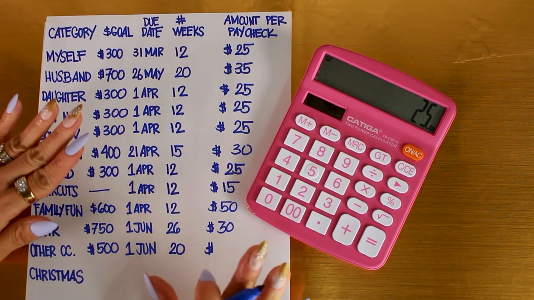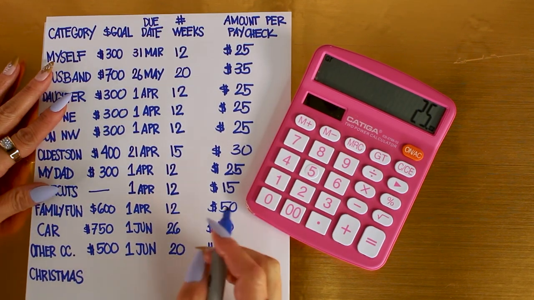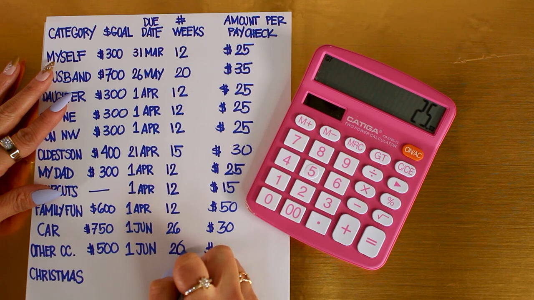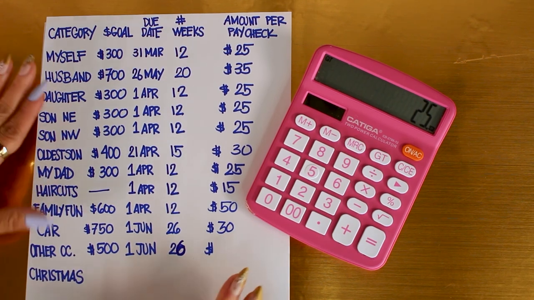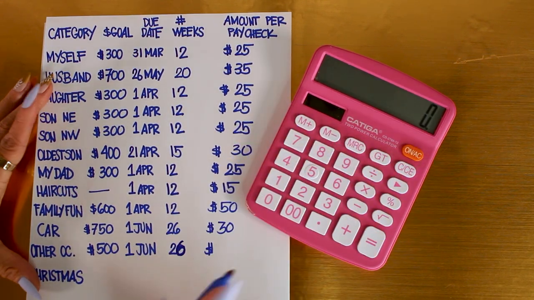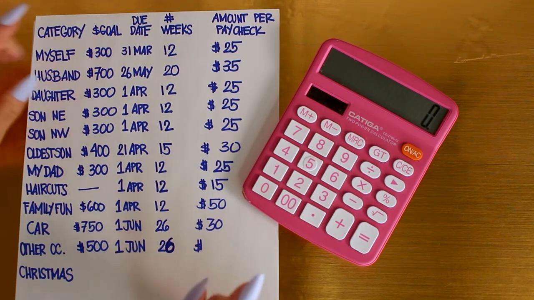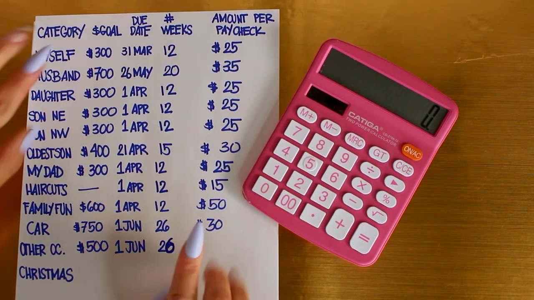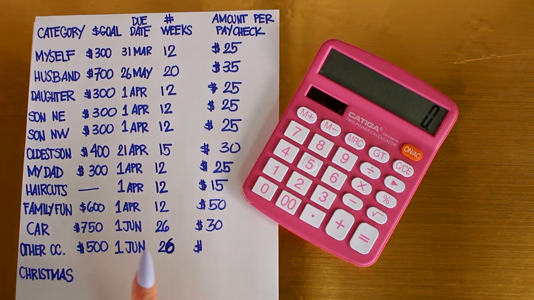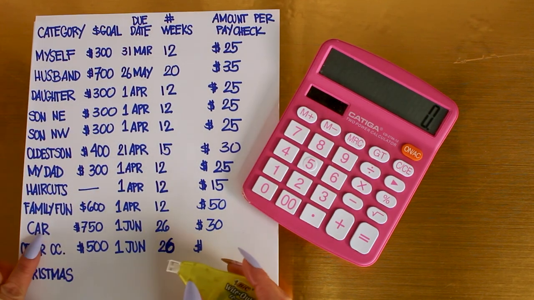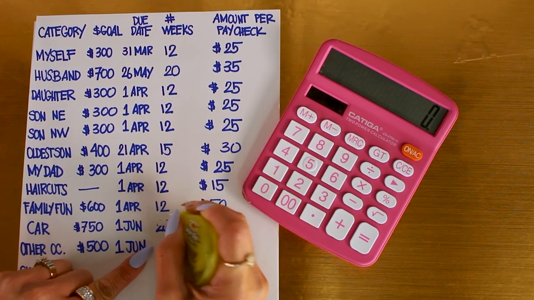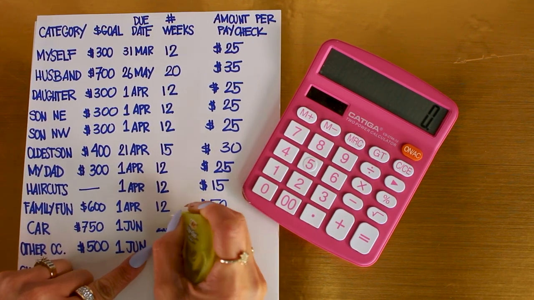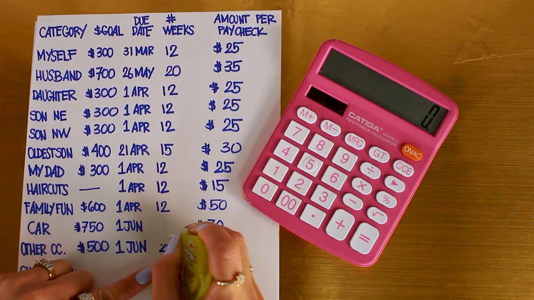okay, you guys, correction. So this is not 20 weeks. So this is going to be 26 weeks. Sorry about that. Okay, you guys, before I move forward, I made a mistake and I'm going to correct that. Okay, so let's go back to car. It's actually not 26 weeks. You guys, I'm so sorry about that. I don't want to confuse you.